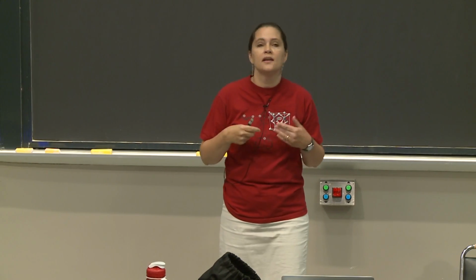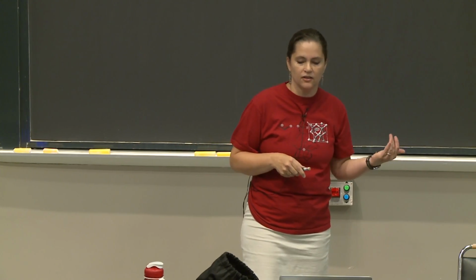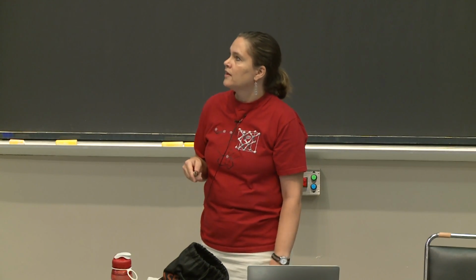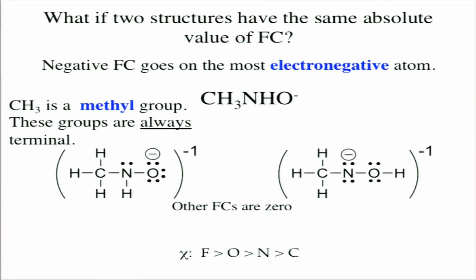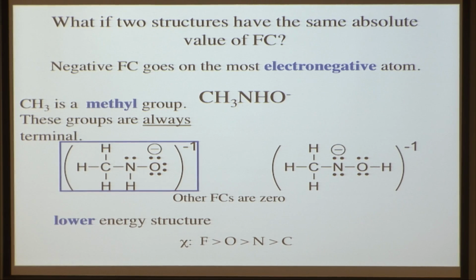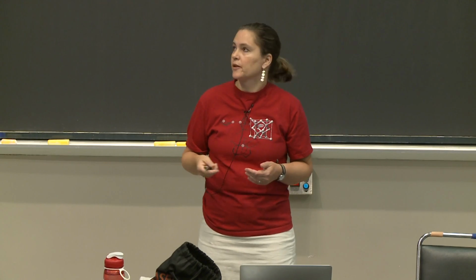So it's going to be the structure that has the negative charge on the most electronegative atom that is the right structure. And so here you need to remember some of your rules about electronegativity. And in terms of electronegativity, we see that oxygen has greater electronegativity than the nitrogen. And so that's where we would want to put our negative charge. The negative charge goes on the atom that's the most electronegative. And that would generate the lower energy structure.